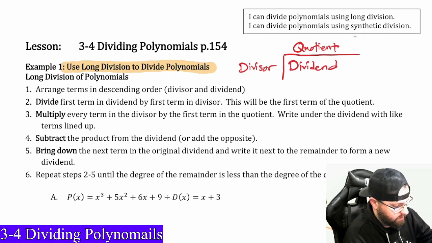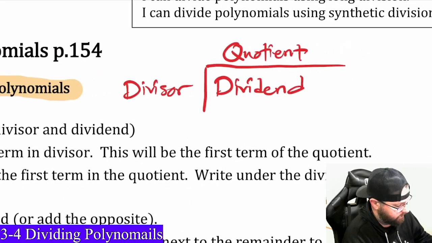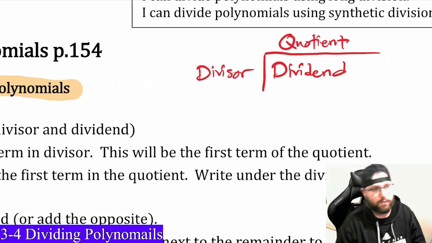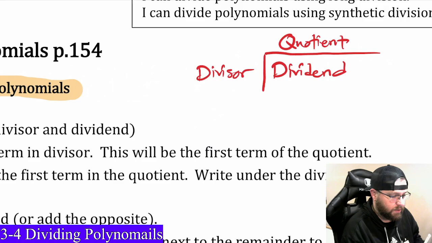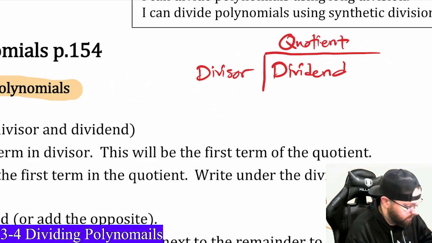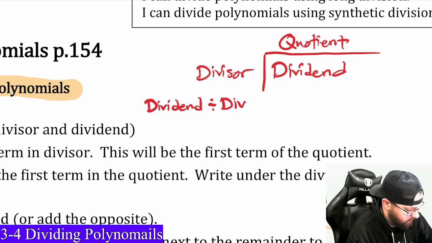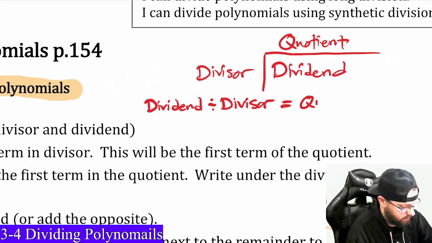okay, is what we're going to refer to as the polynomial that is being divided, right? It could be a polynomial, it could be a number, whatever. But we also need to recall that essentially we're taking the dividend, we're dividing it by the divisor, and then whatever's left is what we call the quotient.